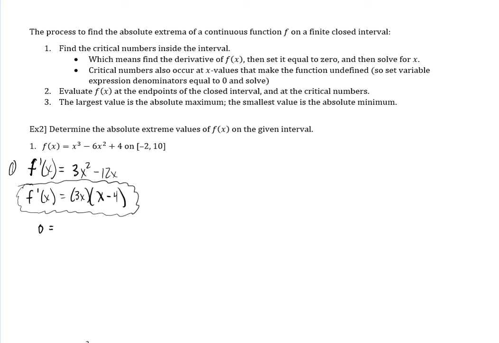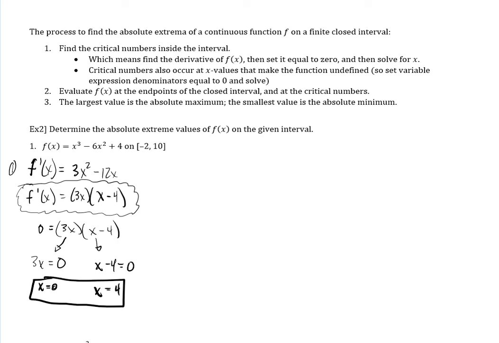Setting that equal to 0 will give us our critical numbers. Especially now that it's factored, we could just set each of these individual factors equal to 0 and then solve. On the first one, all we have to do is divide by 3, and it gives us x is 0. On this one, if we add 4 over, x would equal 4. Okay, so let's box these up.